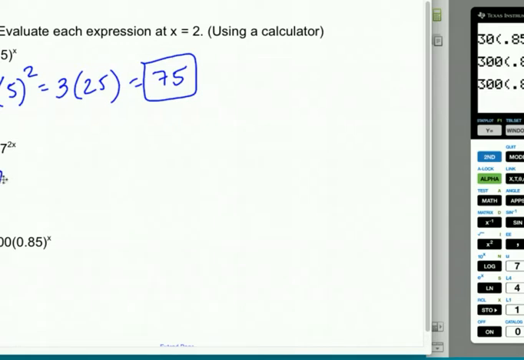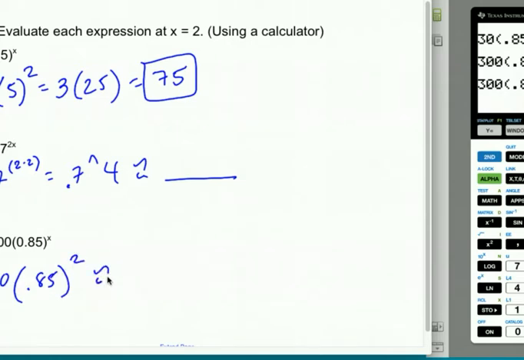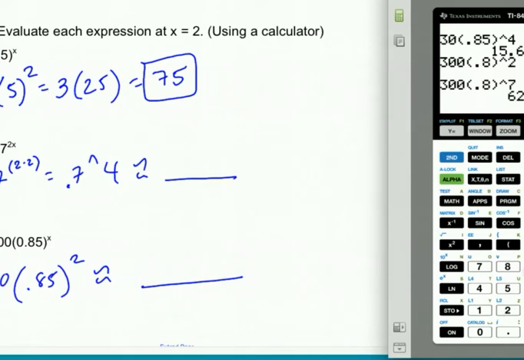This is 0.7 raised to the 2 times 2. So you're going to type in your calculator 0.7 to the fourth, and you're going to get a value, which we'll do in a sec. And this is 100 times 0.85 to the second, which, again, you're going to type in your calculator and get an answer. So the goal here is just to make sure you know how to type it in your calculator. If you wanted to make sure you know how to type the 3 times the 5, you could do this and double check that it is 75, but it is.